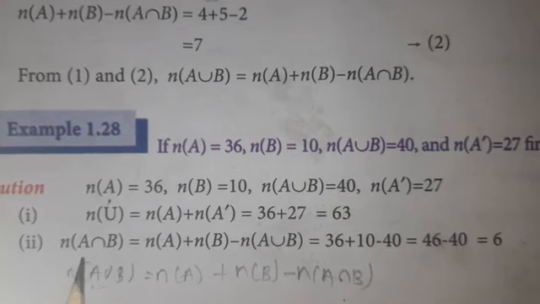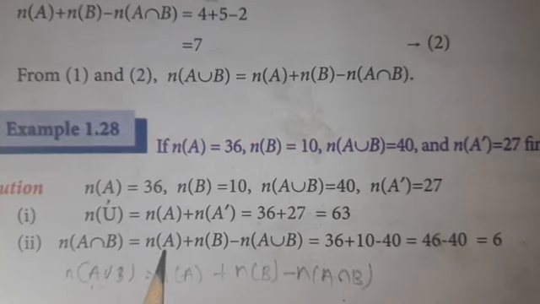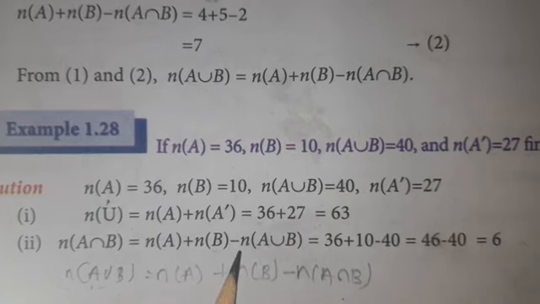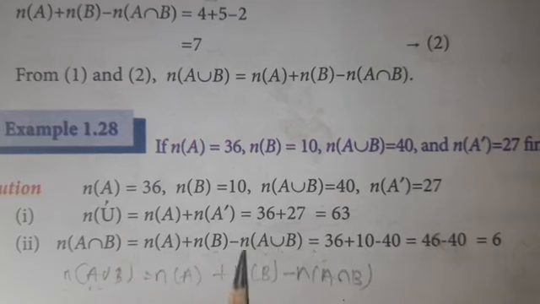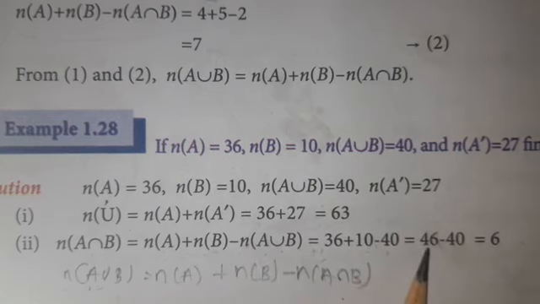So here n of A intersection B is equal to n of A plus n of B minus n of A union B. The value of A is 36 plus n of B value is 10 minus n of A union B value is 40. 36 plus 10 is 46, minus 40 is equal to 6.